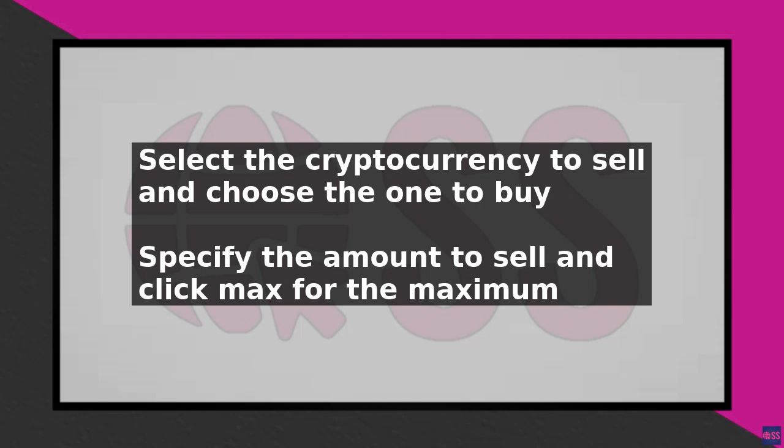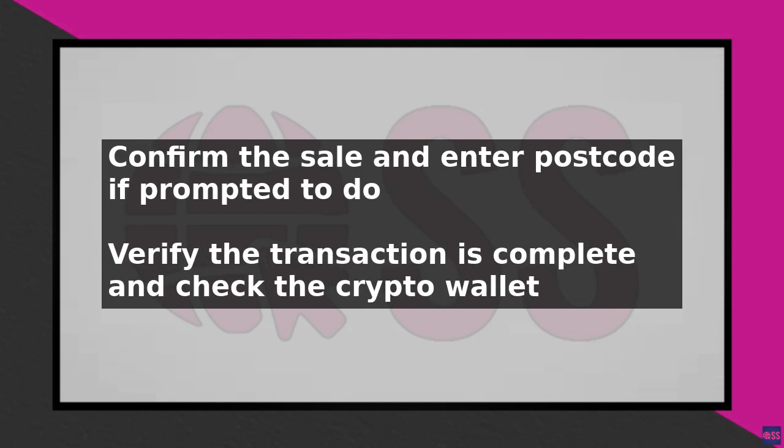for example, Ethereum. Then, click on Sell for that cryptocurrency, and choose the cryptocurrency you want to exchange it for, such as USDT. Next, specify the amount you want to sell, and you can opt to sell the maximum amount by clicking on Max. After confirming the sale, you may be prompted to enter your postcode.